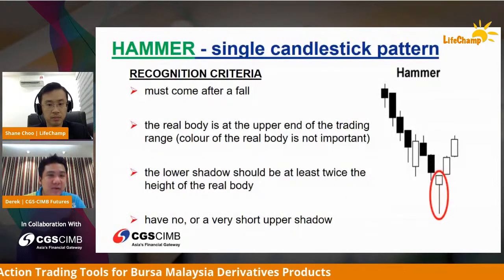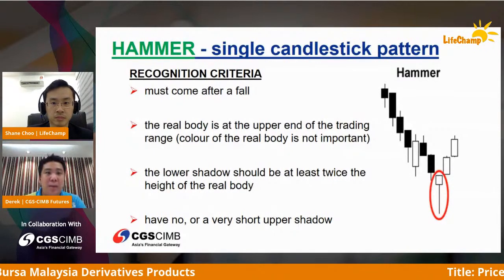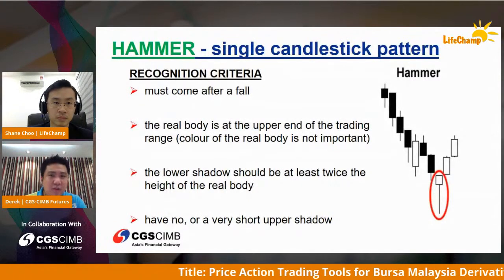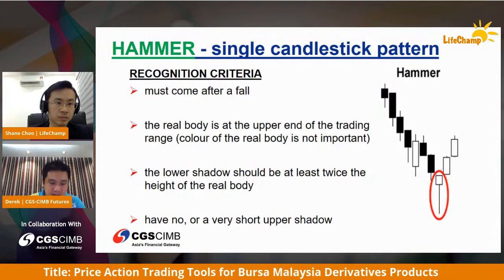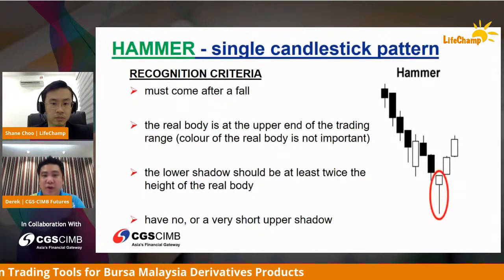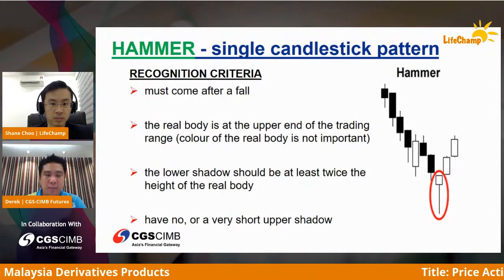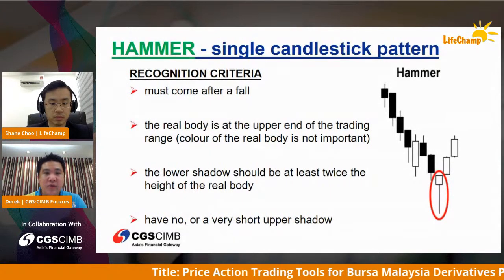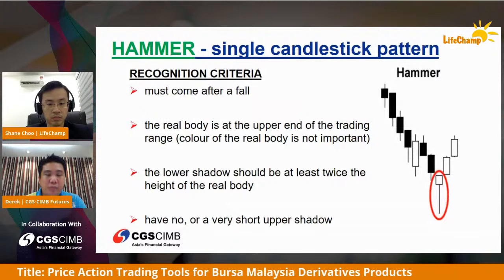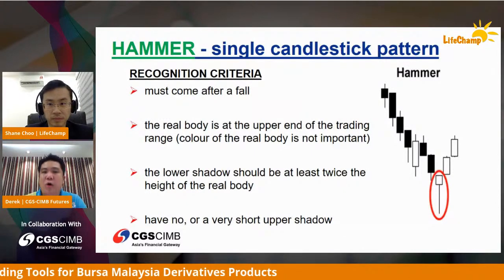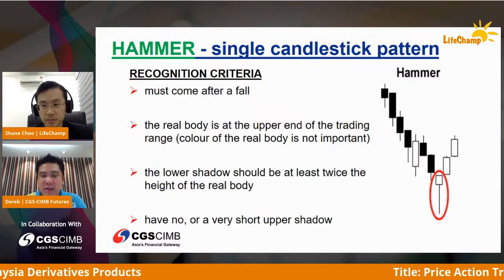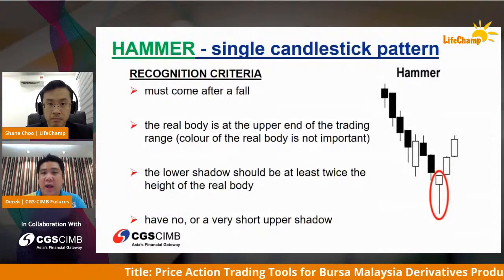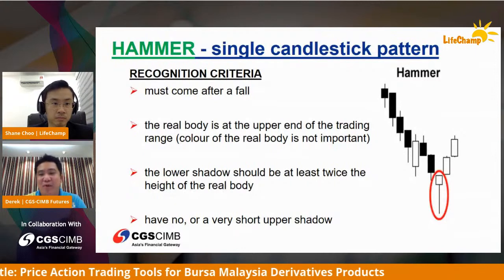The first one is that it must come after a fall. Since it is a bullish reversal, it must come after a fall. Even a short-term decline is still valid. Then the real body is at the upper end of the trading range. The color, whether bullish or bearish closing, is not important. The lower shadow should be at least twice the height of the real body. And the last one is no or a very short upper shadow, meaning the candle closed at its high. That means no upper shadow, or we call it upper wick. Totally none, it's like botak.